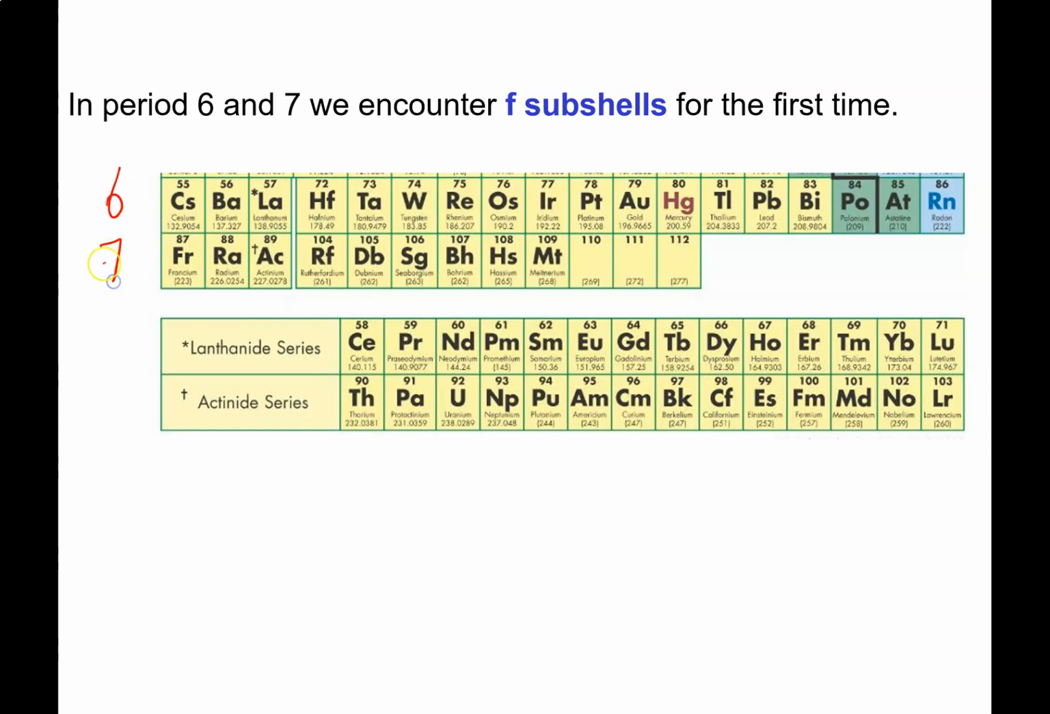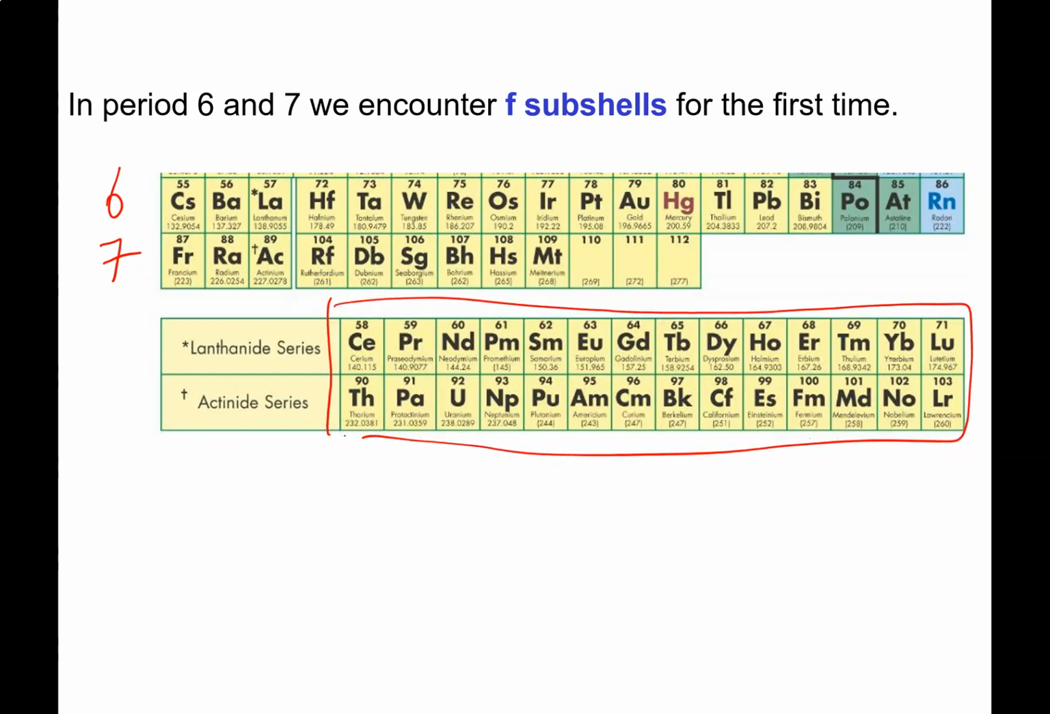Once we get down to period 6 and 7, we start filling up F subshells for the first time. So that's kind of interesting. And the elements that are going to have F electrons are these guys in the 2 rows that sit at the bottom of the periodic table. Remember that they're really meant to be up there, but we just put them underneath for the sake of having a periodic table that fits nicely on the page.